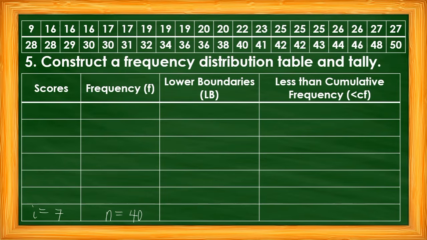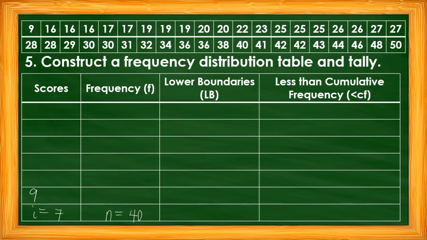Now, construct a frequency distribution table. So, una muna natin, syempre, is fill out yung scores. Kasi wala tayong makukuhang frequency, lower boundary, tsaka less than cumulative frequency kapag wala yung scores. So, yung lowest score natin is 9, di ba?